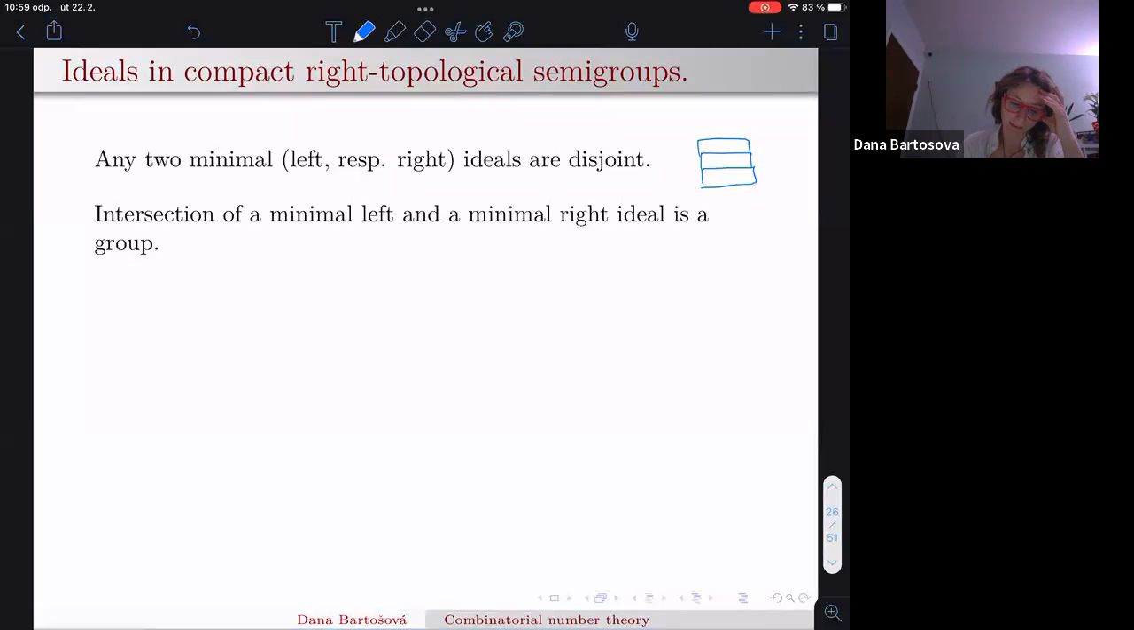And it turns out that minimal left ideals and minimal right ideals always intersect. And their intersection is actually a group, right? And we know that every compact right topological semigroup contains an idempotent. L is closed, so it's compact, and it's a subsemigroup. So L contains idempotents, and this intersection, being a group, is going to have as an identity some idempotent inside of L. So we don't need to use that specific information, but we will use an idempotent from L.